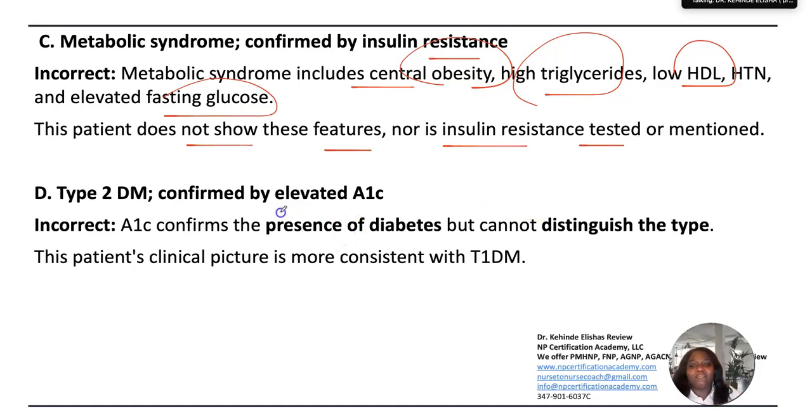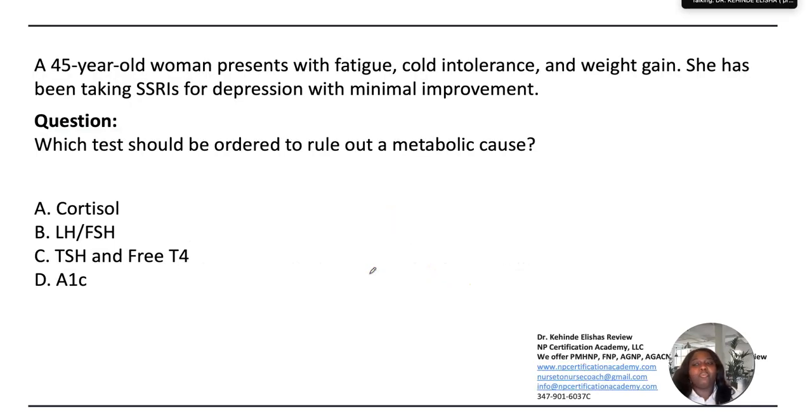Type 2 diabetes confirmed by hemoglobin A1C is incorrect because hemoglobin A1C is supposed to confirm the presence of diabetes, but cannot distinguish the type of diabetes that you have. This patient's clinical features are more consistent with type 1 diabetes. Thank you so much for your participation. Speaking is Dr. Kehinde Elisha, founder and CEO of MP Certification Academy.